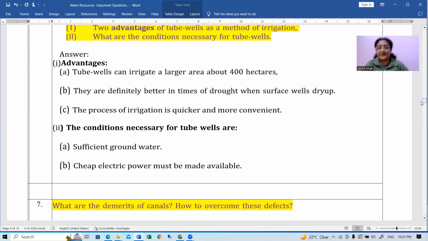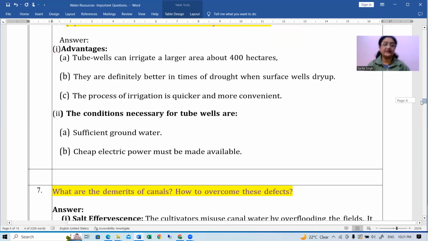Yes, if the pipes are reaching down deep to the permanent water table, they are going to provide water even during the drought period. So this is more reliable as compared to any other means of irrigation, especially during drought. Next, the process of irrigation is quicker and more convenient. It is faster. Then, the conditions required for tube wells, as we discussed earlier: sufficient groundwater should be there. Groundwater means the underground water should be present.